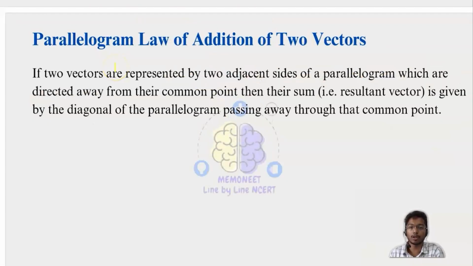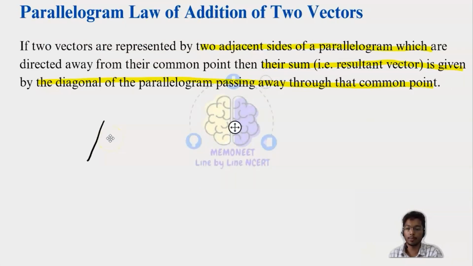Parallelogram law of addition of two vectors: if two vectors are represented by two adjacent sides of a parallelogram which are directed away from their common point, then the sum or the resultant vector is given by the diagonal of the parallelogram passing through the common point. Okay, we have a parallelogram here, and the arrows will be directed away from the common point.